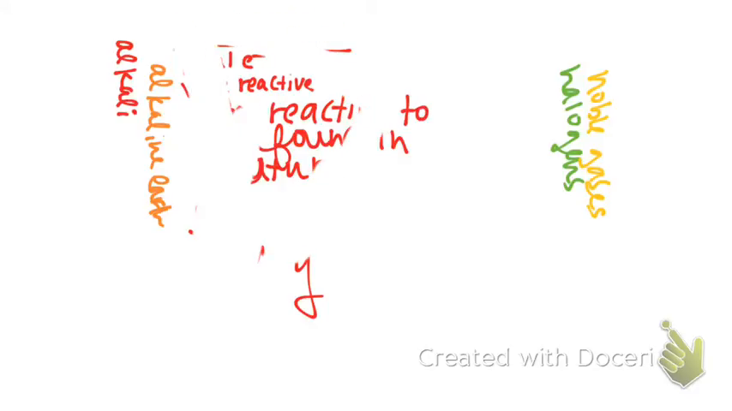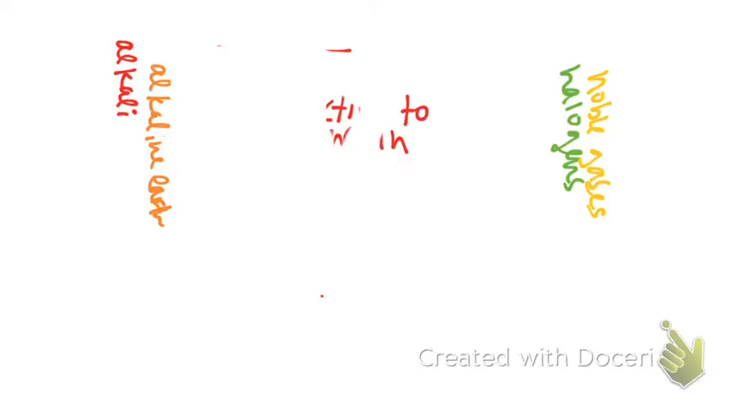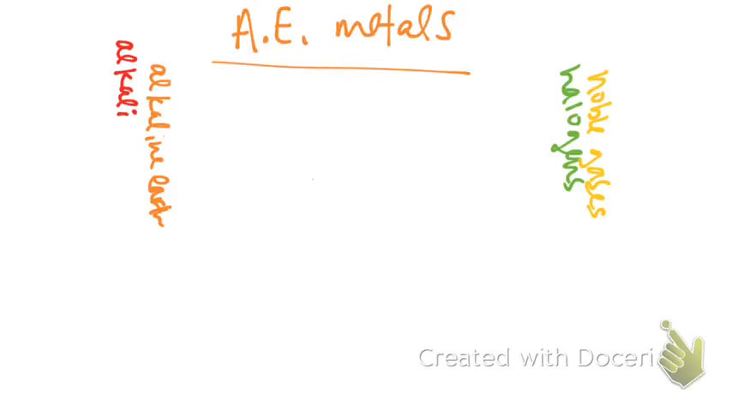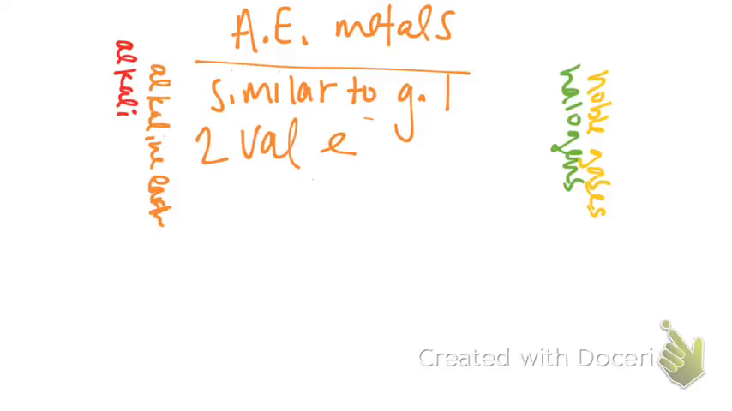Not much difference here between group 1. Okay, so you can just put similar to group 1, but they have 2 valence electrons. They have 2 valence electrons. They're still too reactive to be found in nature. Sorry, my handwriting is really not good today. I could slow down a minute.